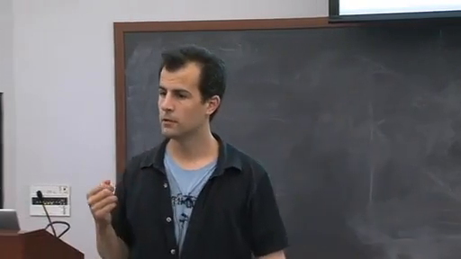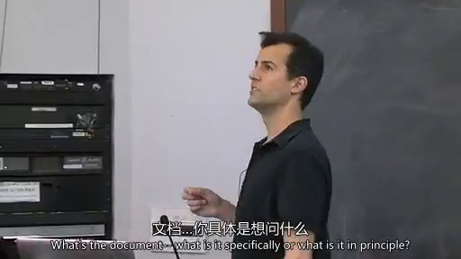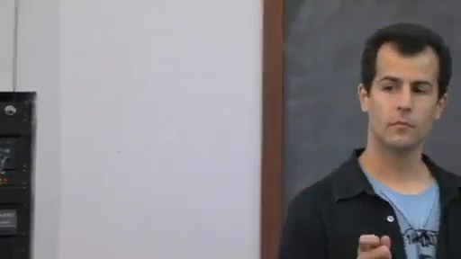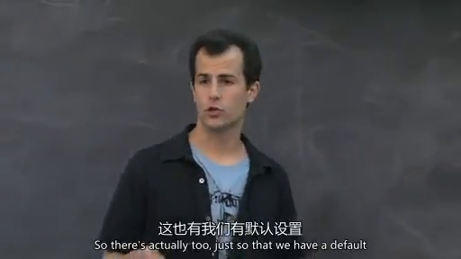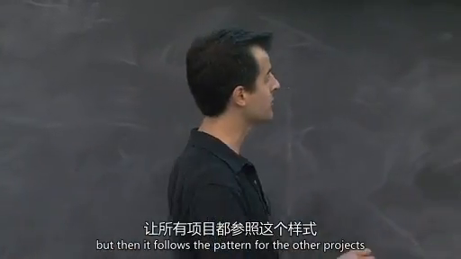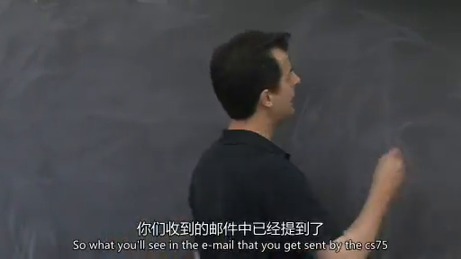Yep. What's the document root for the virtual host? When I set up my projects.foo.com, where's the document root? Is it project 0? Good question. So there's actually two, just so that we have a default, but then one that follows the pattern for the other projects. So what you'll see in the email that you get sent by the CS75 bot is that we are creating accounts for you on the so-called cloud.